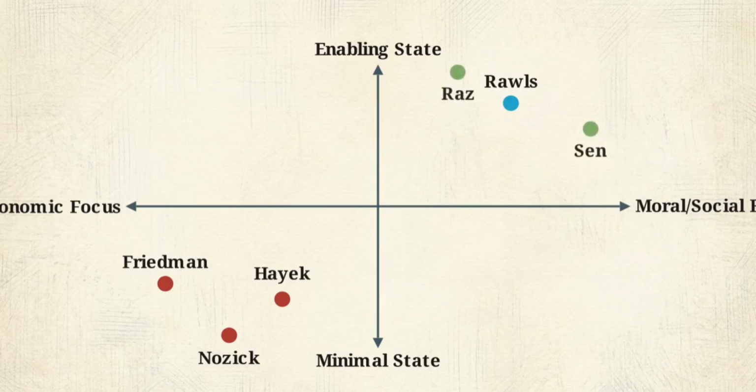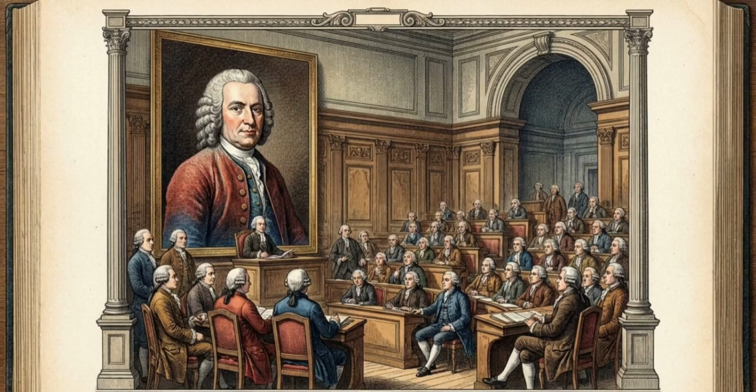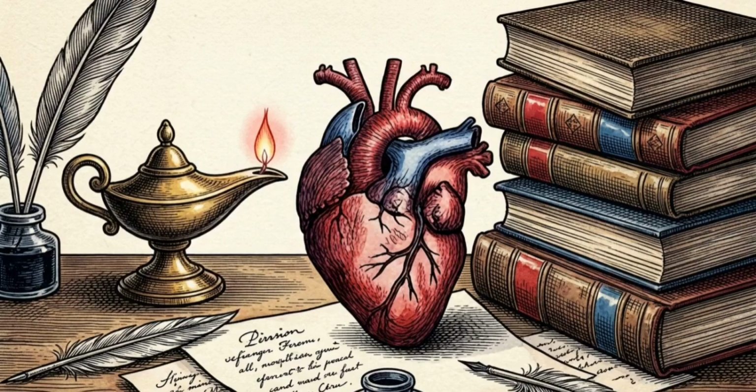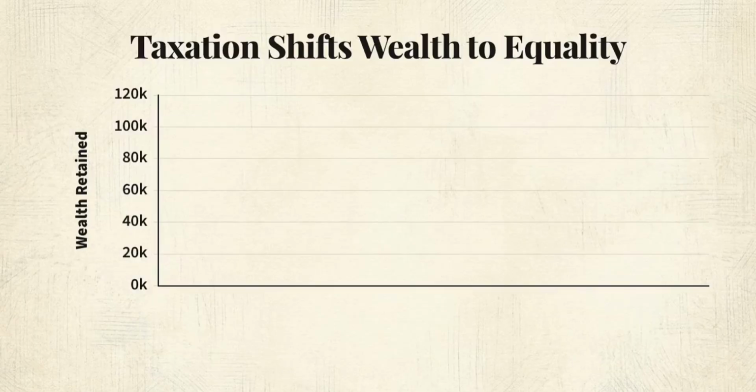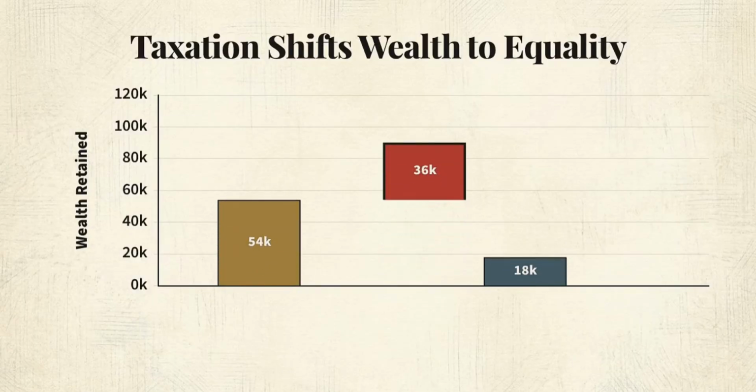Amartya Sen and Joseph Raz shifted the focus back to capabilities and moral autonomy. Sen's 1999 framework emphasizes that freedom is meaningless without the health and education required to act on opportunities. This perspective links liberty to the expansion of human capabilities. It suggests the state must create the conditions necessary for individuals to lead fulfilling lives. Modern democracies exist within a structural tension between personal freedom and fair opportunity.